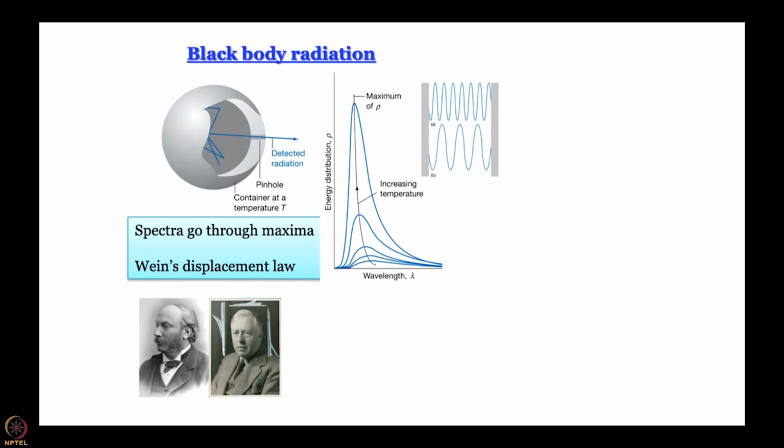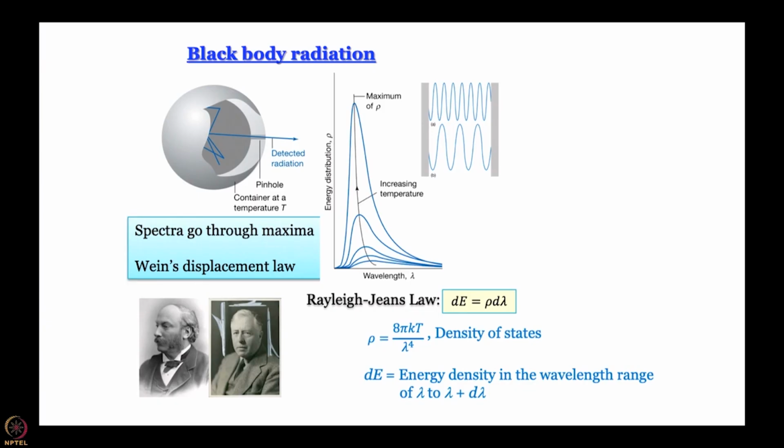They did a classical mechanical treatment and came up with a law where dE equals rho d lambda. Rho is the proportionality constant, which is actually what is called the density of states, and in the Rayleigh-Jeans model it is given by the formula 8 pi kT divided by lambda to the power 4. dE is the energy density in the wavelength range of lambda to lambda plus d lambda.